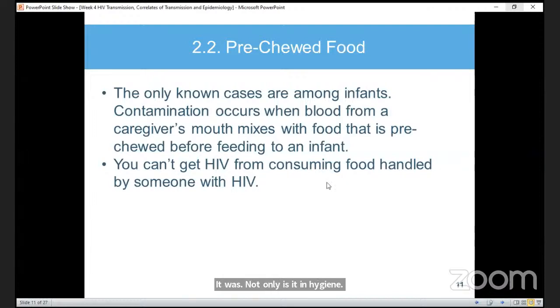it is likely that the person chewing the food has sores in the mouth, or maybe bleeding gums. And of course, the person for whom the food is being chewed, for example an infant or a baby, might also have some sores in the mouth, so contact with contaminated blood will be there, and so transmission can occur.